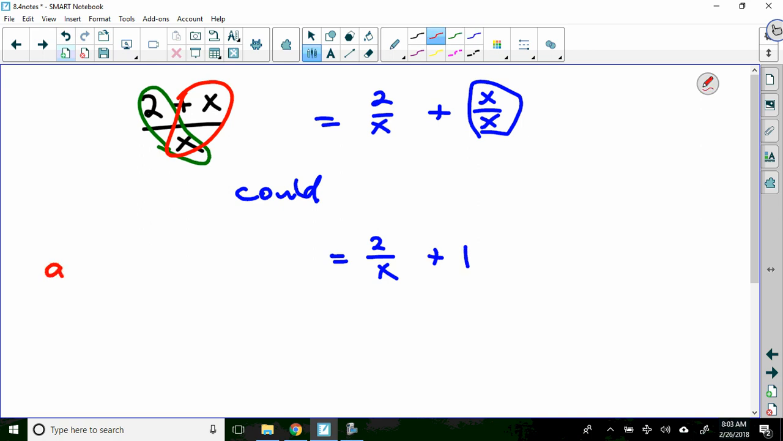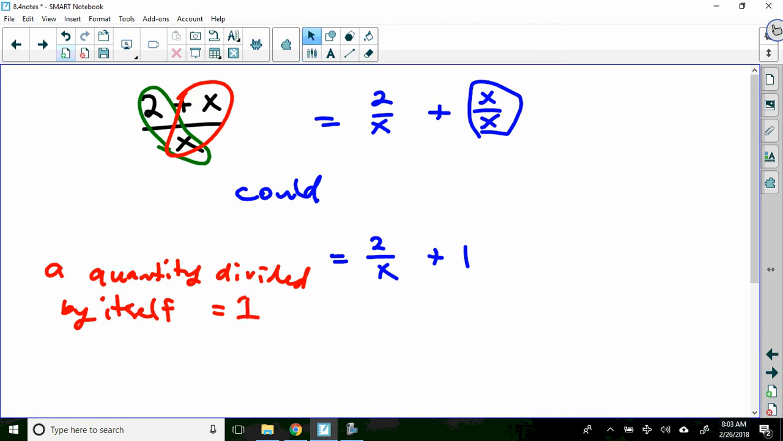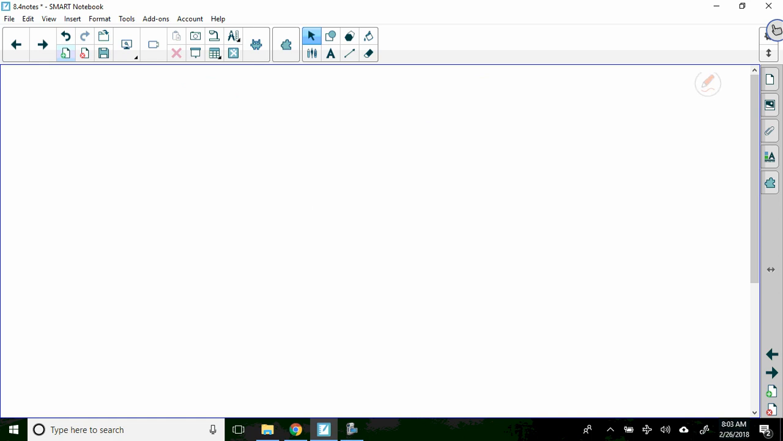A quantity divided by itself equals 1. So when everything cancels, what's left is a 1. That's going to show up on some of these exercises. There's going to be a lot of factors, and everything's going to cancel, and you're going to say, well, nothing's left. Well, yeah, there is something left, because you're dividing a quantity by itself, and when you divide something by itself, it equals 1.